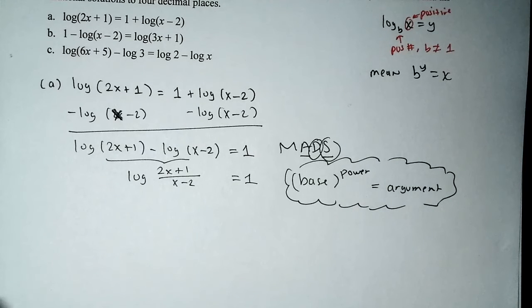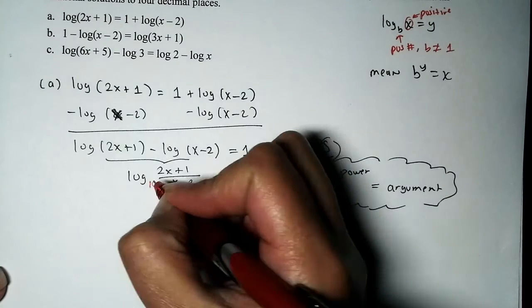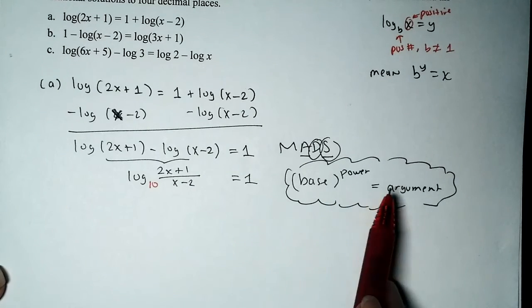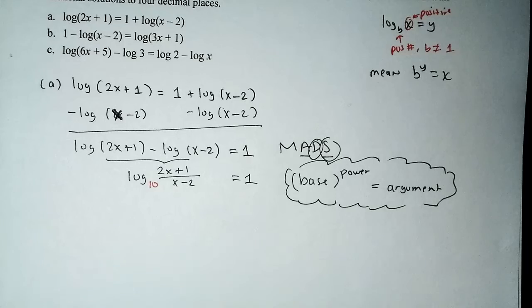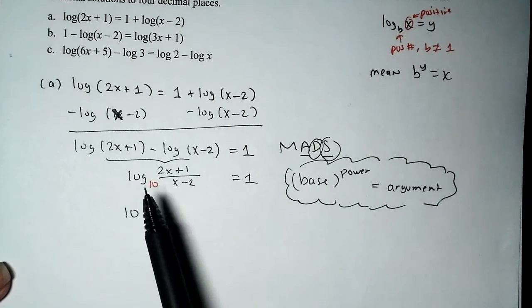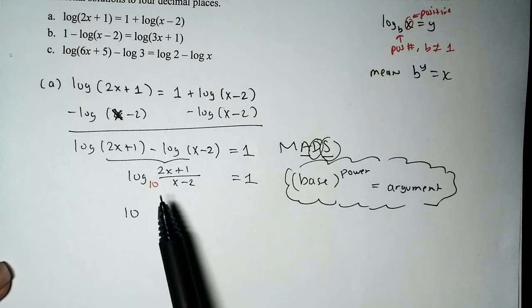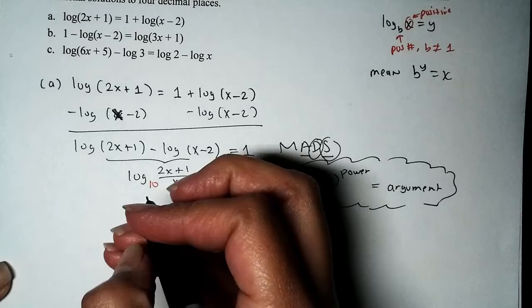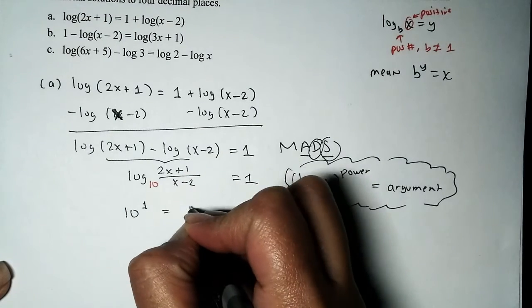Go for it. Okay, so the base is not highlighted, which means we have the common logarithm, which is a special name given to a logarithm of base 10. So we have base to some power equals argument. The base of the logarithm is 10. And again, remember we had said that the log is just an exponent. So if the log equals 1, then the exponent equals 1. So base to some power gives us the argument.